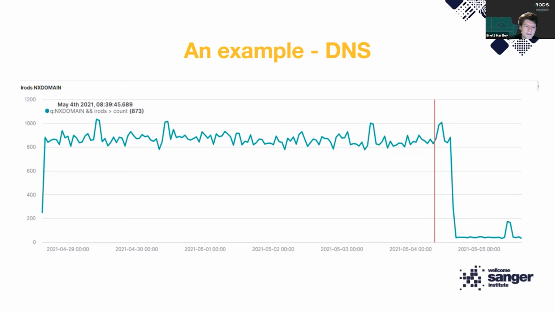We didn't notice this until we compared the number of NX domain errors in iRods to the number of NX domain errors in everything else. You can see there is an enormous difference when we removed that domain from the search order. There is no prize for guessing when we did it. It's just such a massive drop.